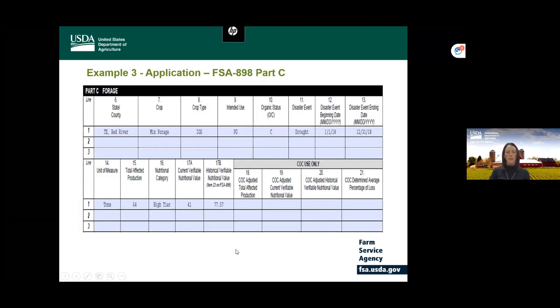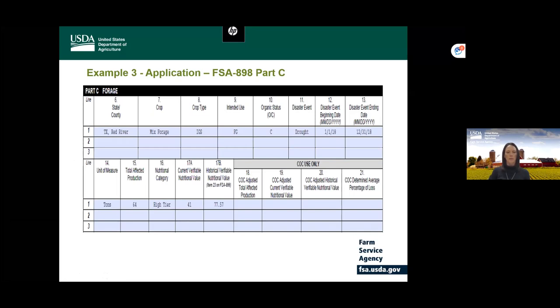We then need to take that information and complete our FSA 898 QLA application. Again, we'll put the physical location in item 6, where the crop was produced. We'll put our type of crop. So this is mixed forage IGS, intended for forage, conventional. Items 11 through 13 will be our disaster event and dates. We'll put our unit of measure.